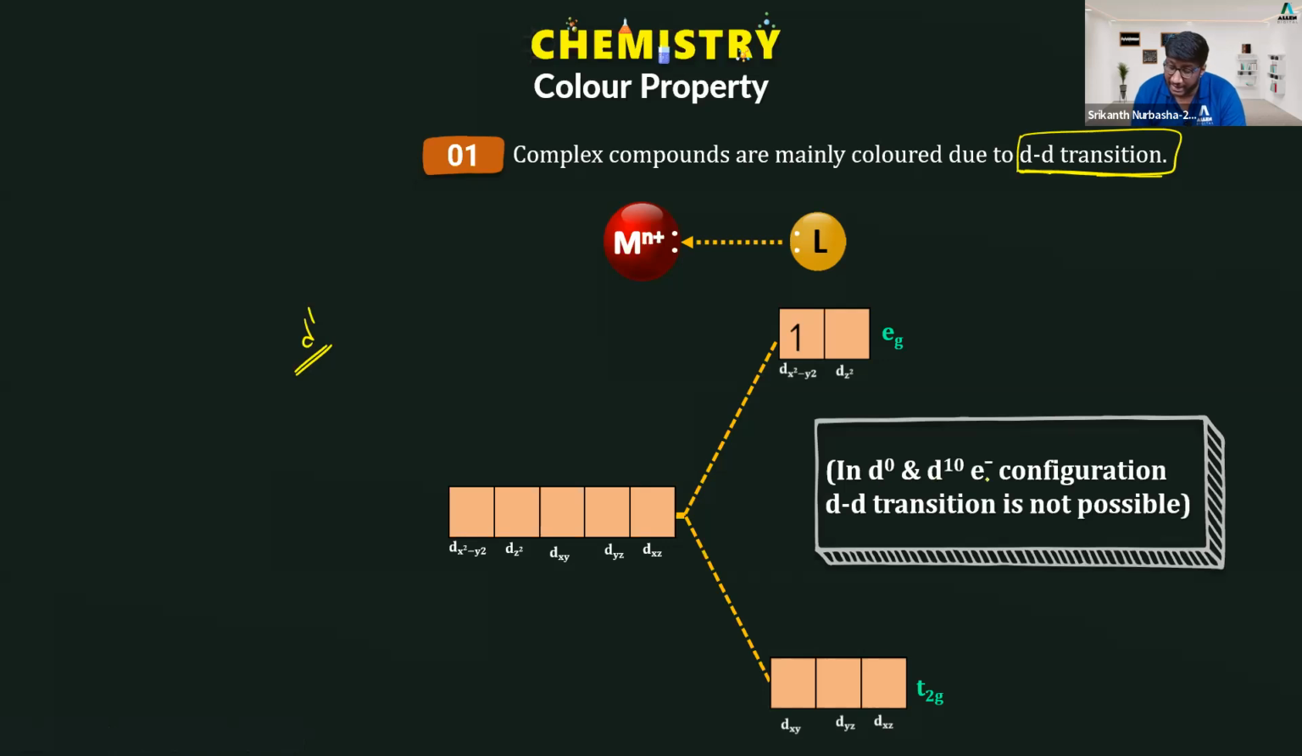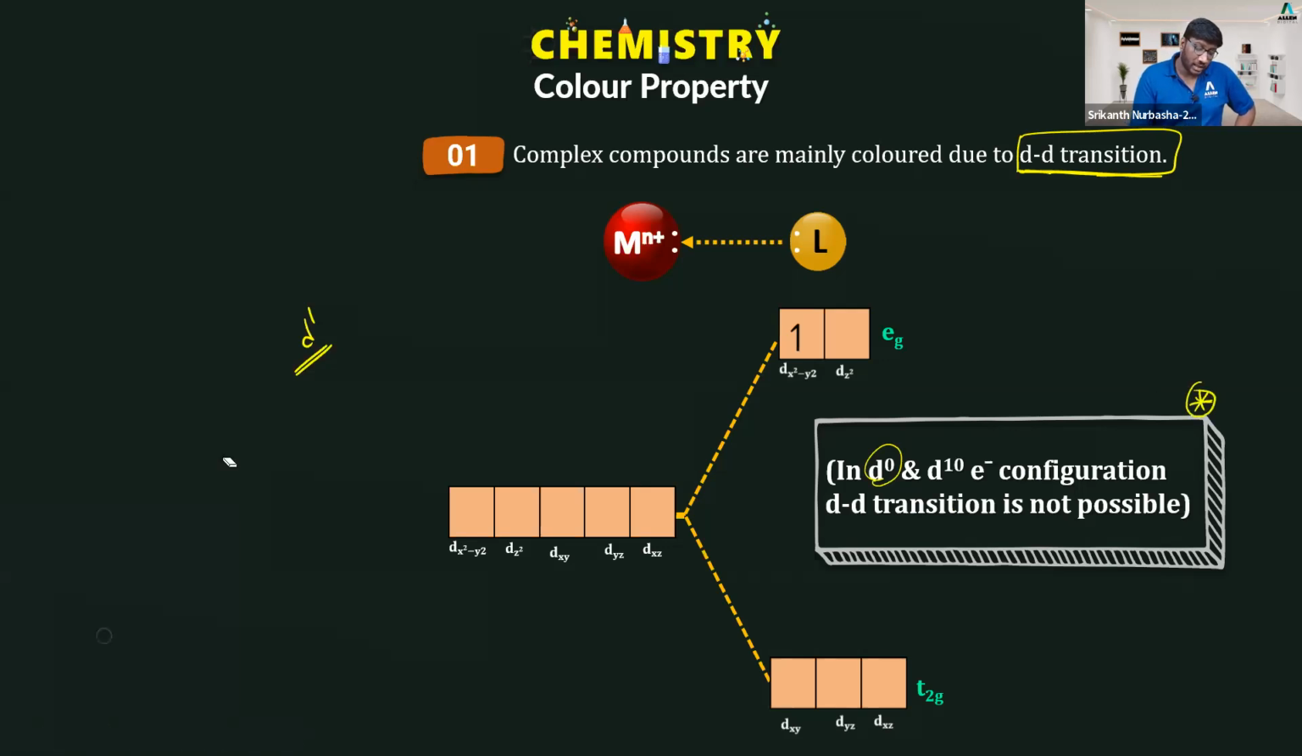In d0 and d10 electronic configurations, d-d transition is not possible, because d0 means there is no d electron. If there is no d electron, how is excitation possible? That is not happening. In d10, every electron in t2g and eg is paired up. There is no unpaired electron, no vacant orbital, and no pairing possibility either. So in d0 and d10 electronic configurations, d-d transition is not possible.